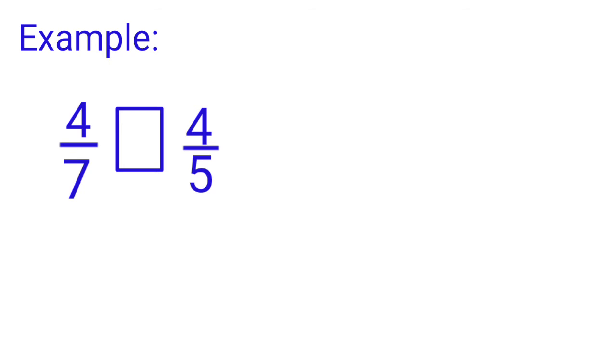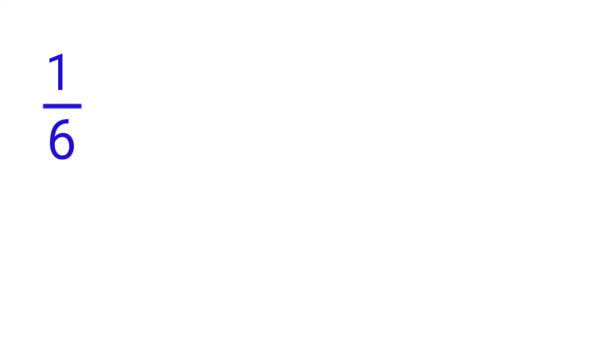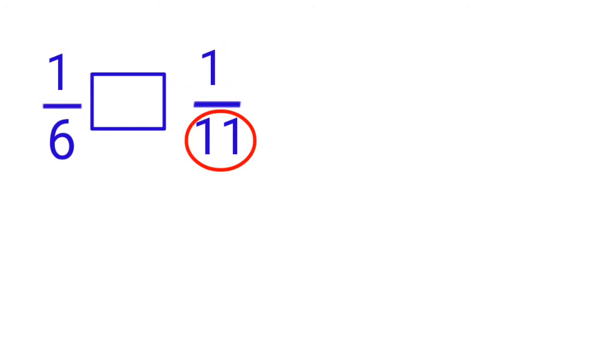Now, the rule says if the numerators are the same, the smallest fraction is the one with the largest denominator. So we have 7 here. The numerators are the same, and 7 is greater than 5. So that means 4/7 is less than 4/5. Let us take another example. 1/6 and 1/11. The numerators are the same. We have 11 here. 11 is greater than 6. So this fraction 1/11 is less than 1/6. So in this square, we are going to put greater. This 1/6 is greater than 1/11.